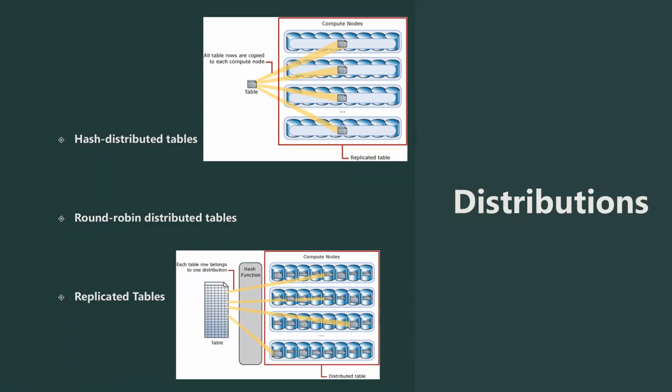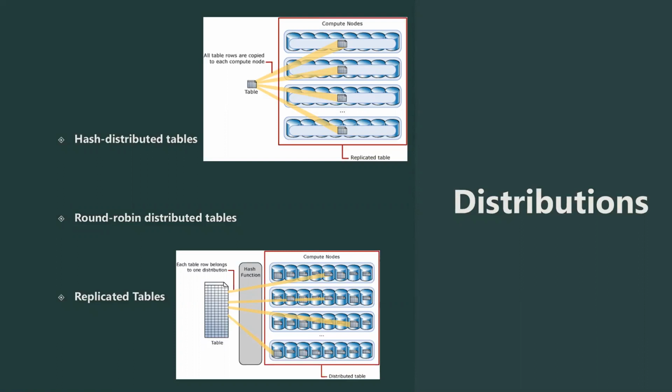Each row belongs to one distribution. A deterministic hash algorithm assigns each row to one distribution. The number of table rows per distribution varies, as shown by the different sizes of the tables. There are performance considerations for selection of a distribution column, such as distinctness, data skew, and the types of queries that run on the system.